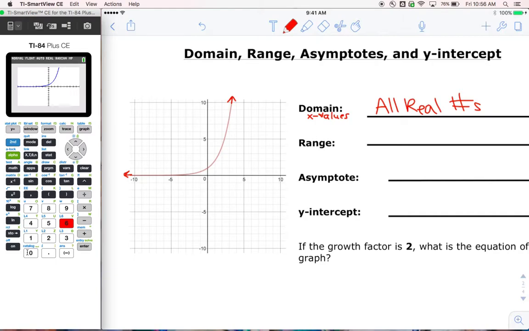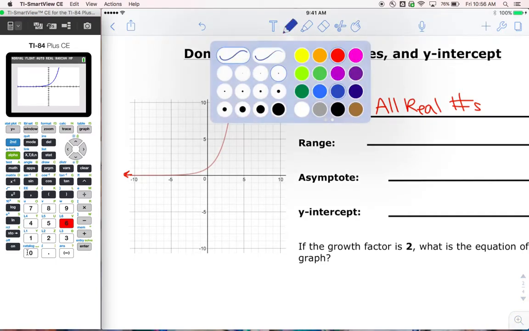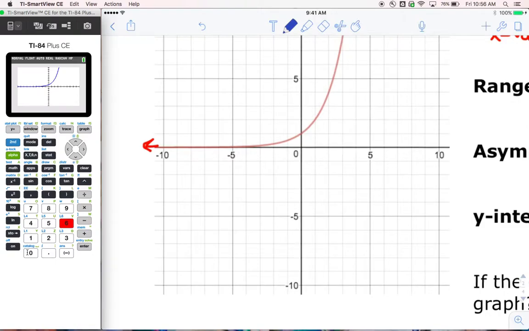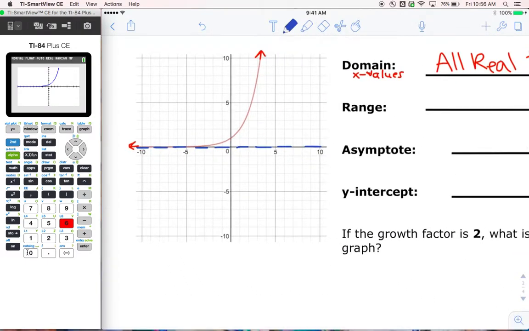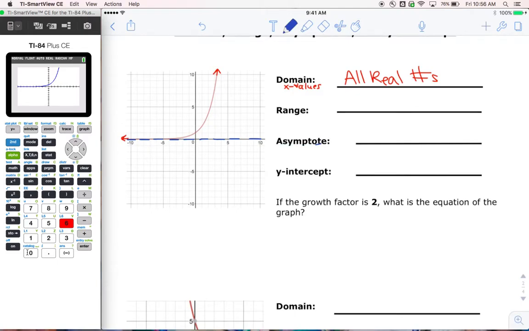My range, however, what if I draw my asymptote on here again? Remember, these exponentials have an asymptote. It looks like it's touching 0, but it's not actually touching 0. This is my boundary line. The equation of this asymptotic line, however you say that, is y equals 0. Again, the graph never touches this line. That's the definition of an asymptote.